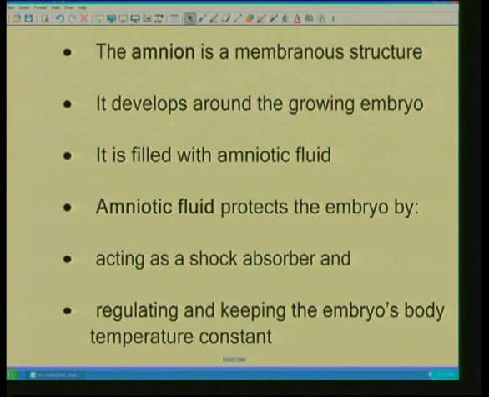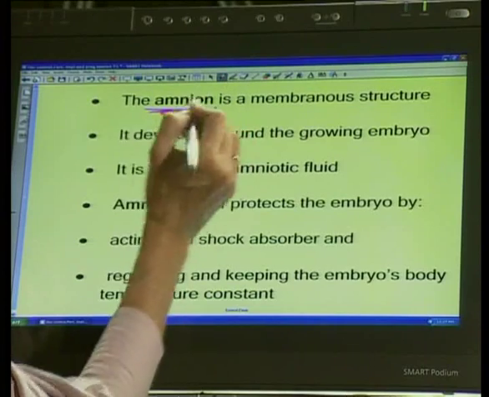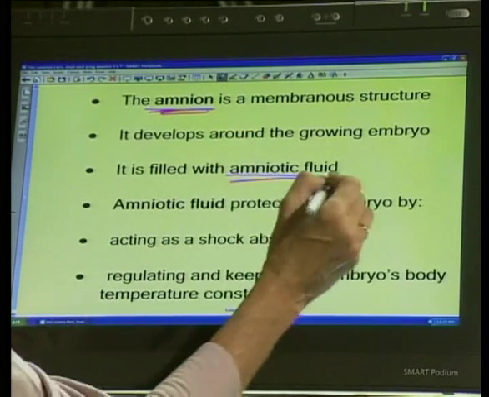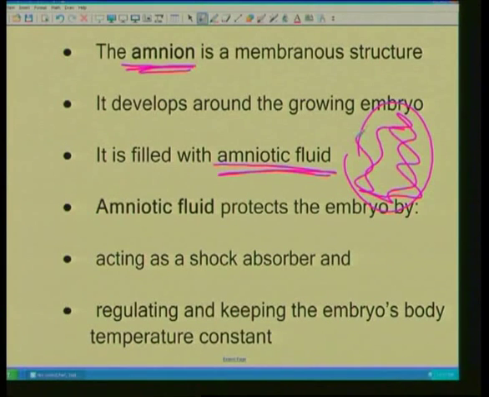All right. The amnion is membranous in structure and develops around that baby. The amnion is going to contain amniotic fluid. So the amnion is this membrane, and inside this membrane, floating around there, we have the amniotic fluid.